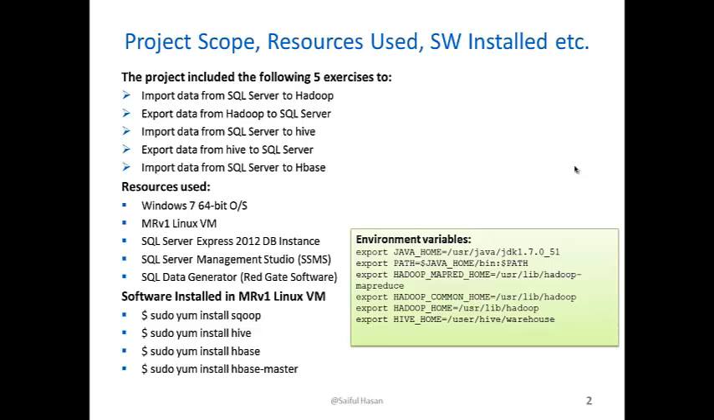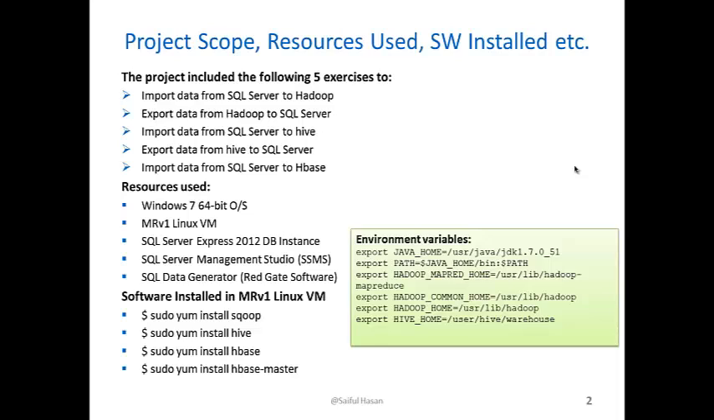The resources used were the Windows 7 platform, the 64-bit OS, MapReduce version 1 in a CentOS Linux VM, and a SQL Server Express 2012 database instance created in Amazon Web Services using their RDS service, with SQL Server Management Studio installed on the client PC to connect to the DB instance, and a third-party tool, SQL Data Generator from Redgate Software, to create the test data.